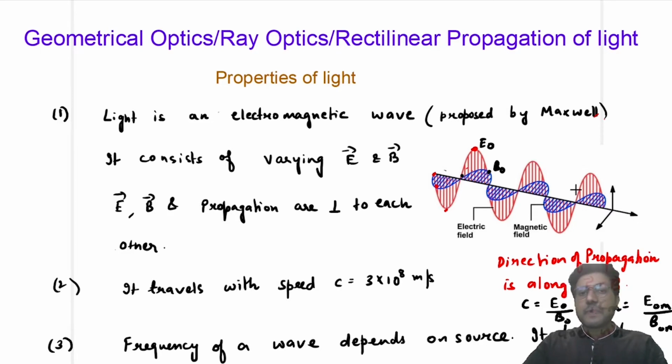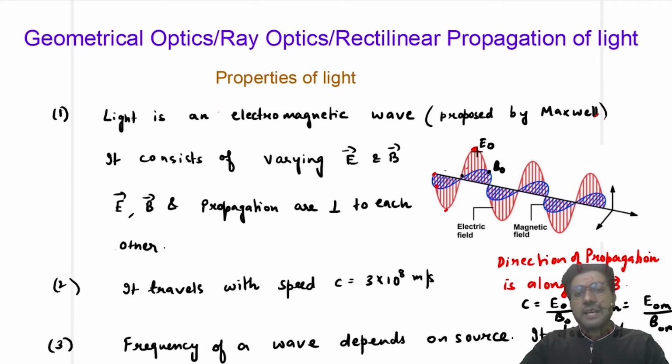Okay, now if we know the direction of electric field and magnetic field, we also know the direction of propagation of wave. The direction of propagation of wave is always along E cross B. We'll discuss this in details in chapter electromagnetic waves. Okay, the amplitude of electric field oscillation is E naught and the amplitude of magnetic field oscillation is B naught. The speed of light is E naught by B naught.